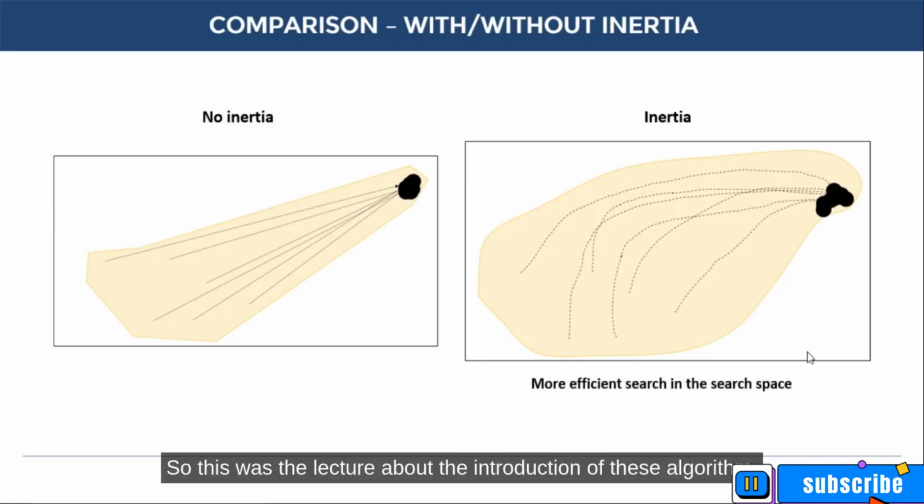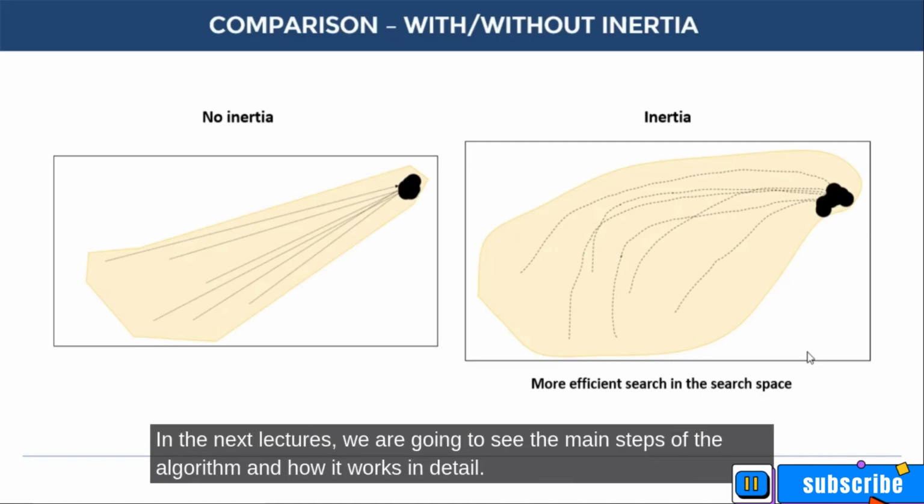So this was the lecture about the introduction of this algorithm. In the next lectures, we are going to see the main steps of the algorithm and how it works in detail.